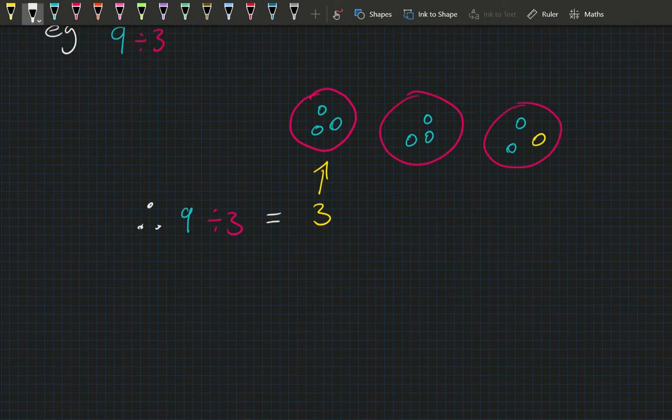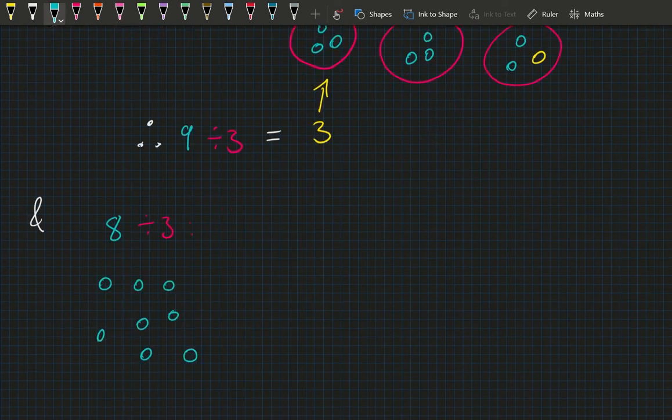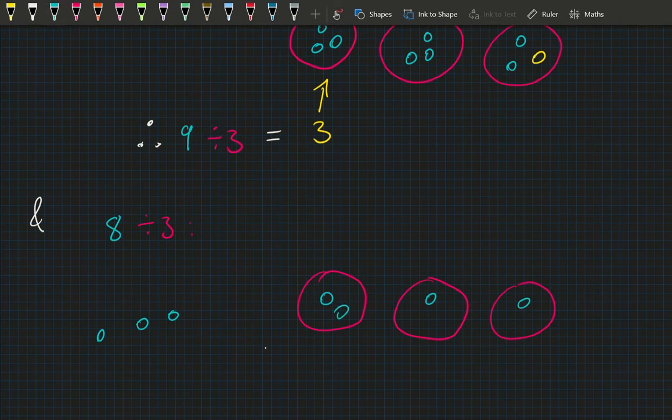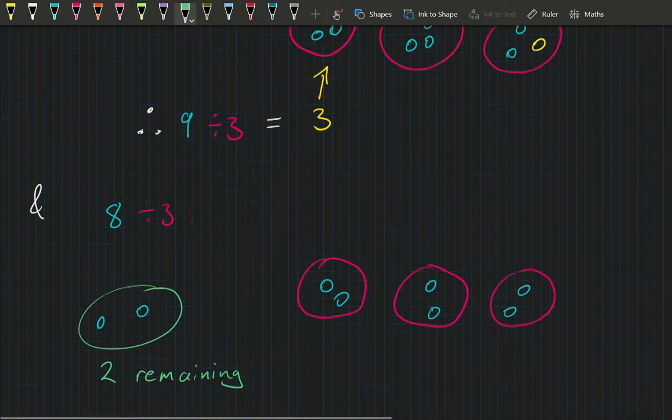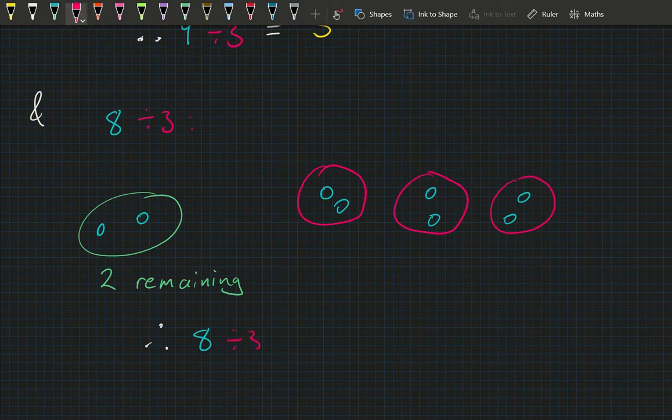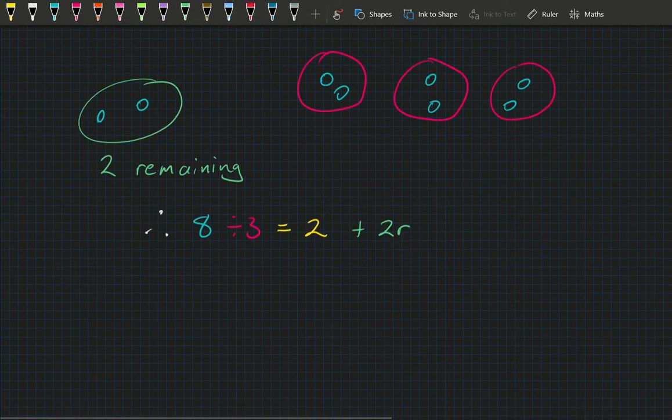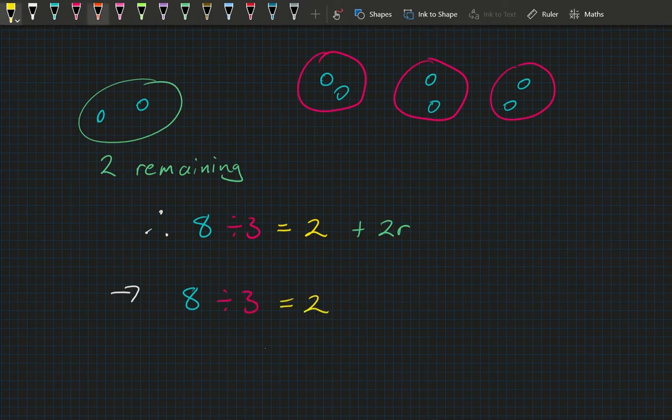If we were to try something like 8 divided by 3, then we've got 8 things and 3 bags. Once again, I can drag 1 thing into each bag and a second thing to each bag. And we've still got 2 left over here. There's no way that I can split that evenly among the 3 bags. So that means that 8 divided by 3 is equal to 2 plus 2 remainder. These 2 remaining, we could break up into thirds each and then split them evenly. So that would mean that 8 divided by 3 is equal to 2 plus 2 thirds.